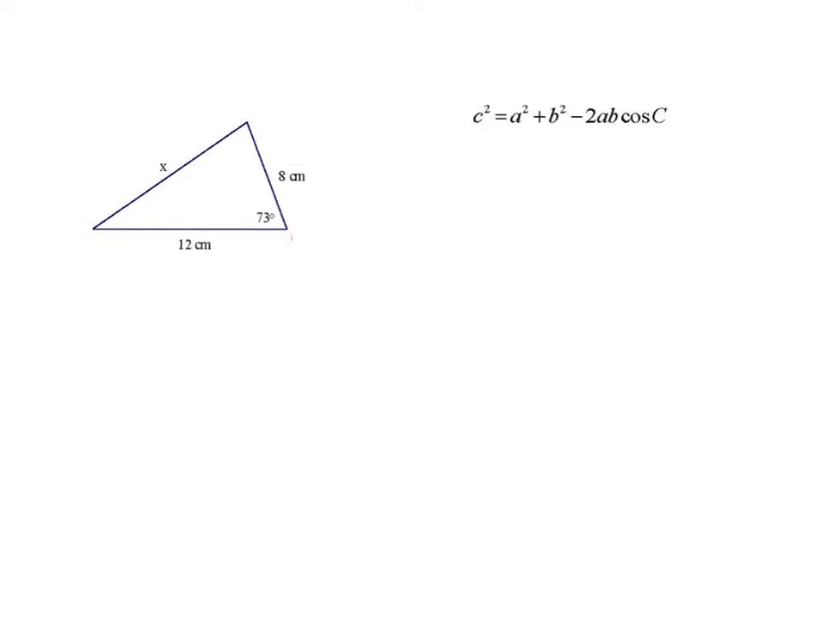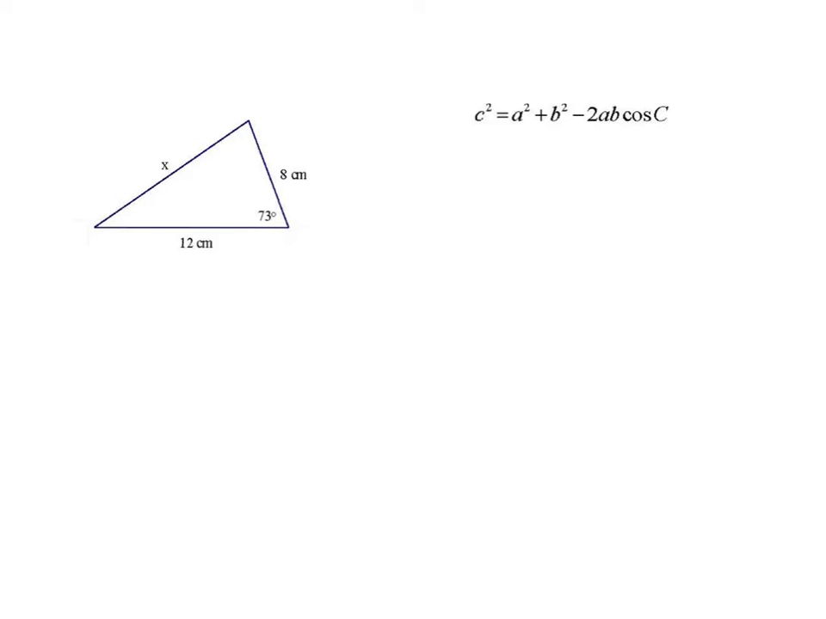In this problem, we know one angle, and we know the two sides around that angle. And what we want to know is the side opposite the angle. This is the classic application of the law of cosines. Recall that in this formula, the lowercase letters all represent sides, and the uppercase C represents the angle.